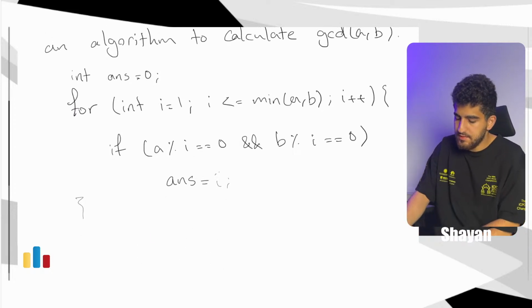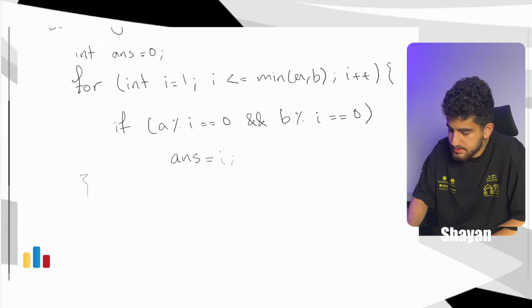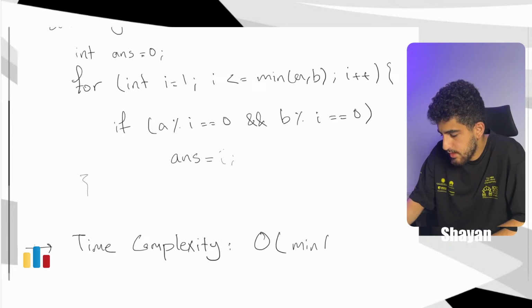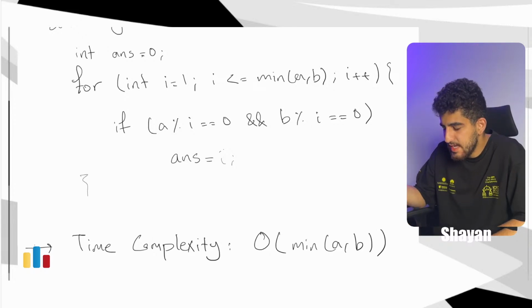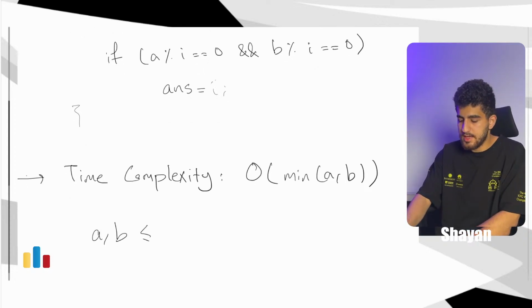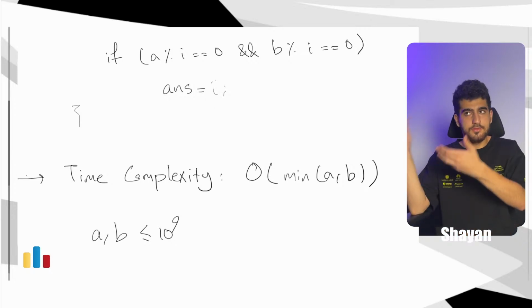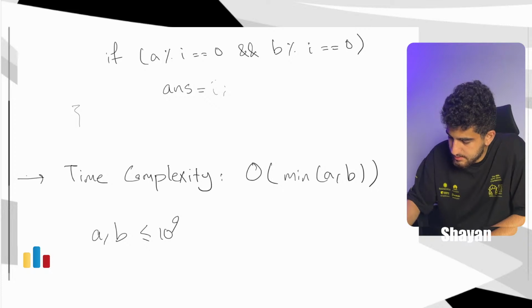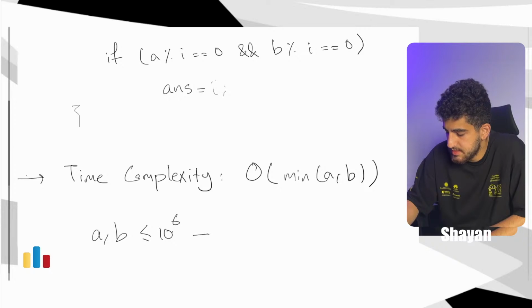And if I do this, my time complexity will be of minimum of A and B. It can work for small numbers, but as A and B grow large, for example, if they can be up to 10 to the power of 9. If we have guaranteed that A and B are both up to 10 to the power of 6, this can work.